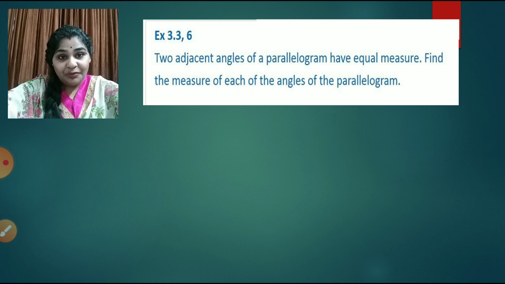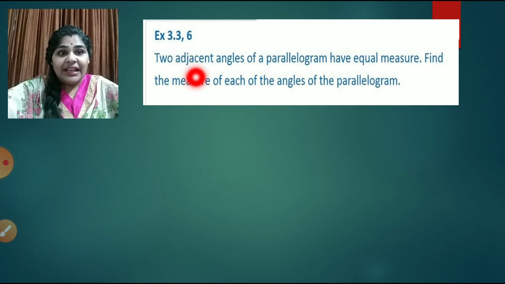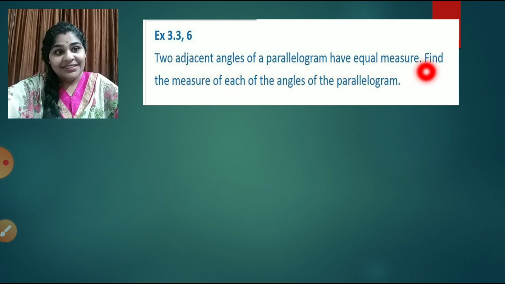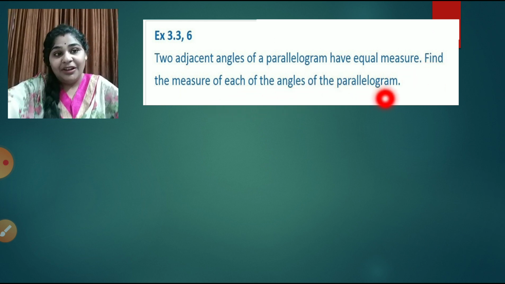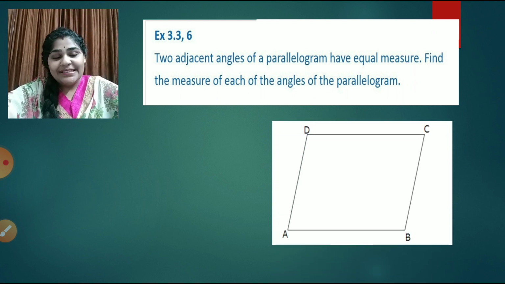Again a similar type of word sum is there, children. Pay attention. Two adjacent angles of a parallelogram have equal measures. Find the measures of each of the angles of the parallelogram. Now again here we have to consider a parallelogram. Suppose we consider parallelogram ABCD.